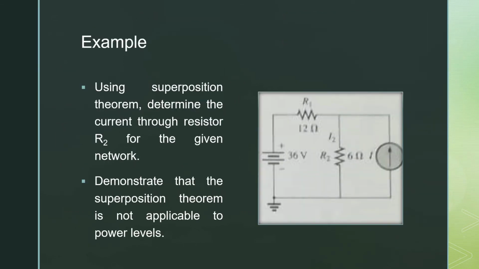In order to understand the superposition theorem, let us solve an example. In this example, we have to find the current through the resistor R2 and also demonstrate that the superposition theorem is not applicable to the power level. So we have to find the value of I2 which is flowing through the resistor R2 because of the voltage source and the current source, using superposition theorem.